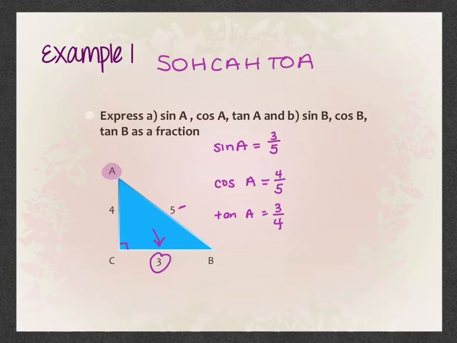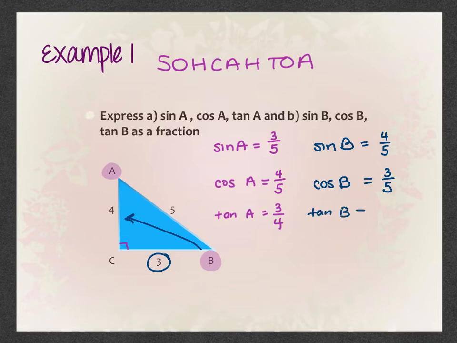Now I'm going to answer all the same, but for B. So now we're looking at angle B. The sine of B, opposite B is 4. Hypotenuse is still 5. Cosine of B, adjacent to B is 3. Hypotenuse is still 5. And tangent of B, opposite is 4. Adjacent is 3. If these fractions were able to be simplified, we would make sure we simplify them, but none of these are, so we're going to leave them as they are.